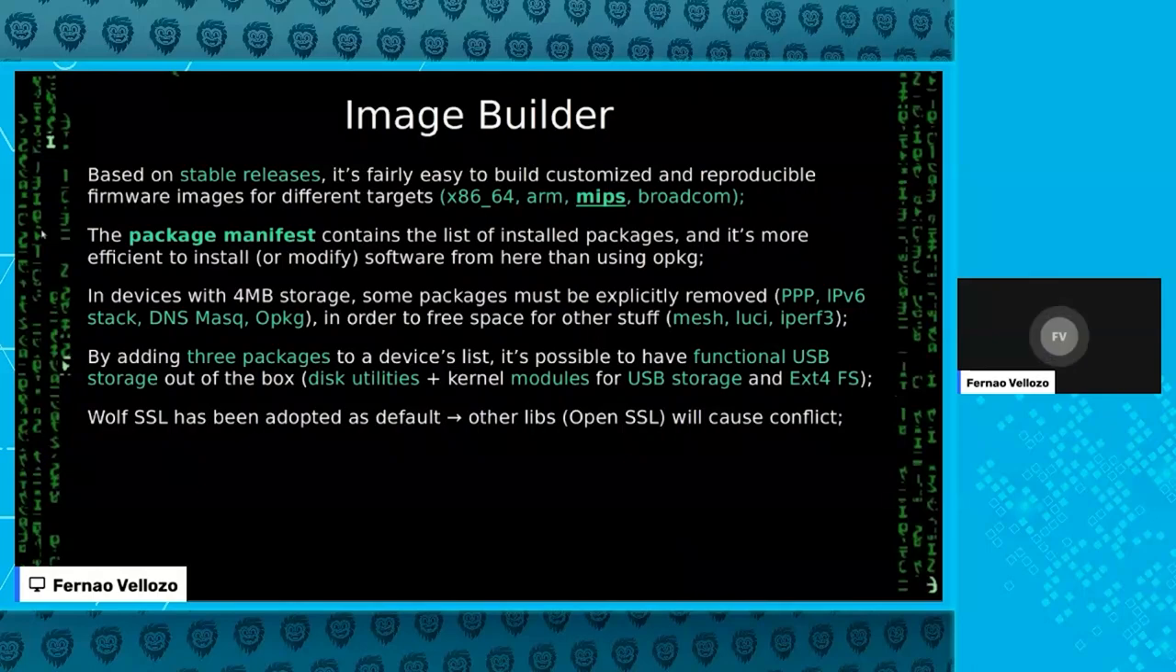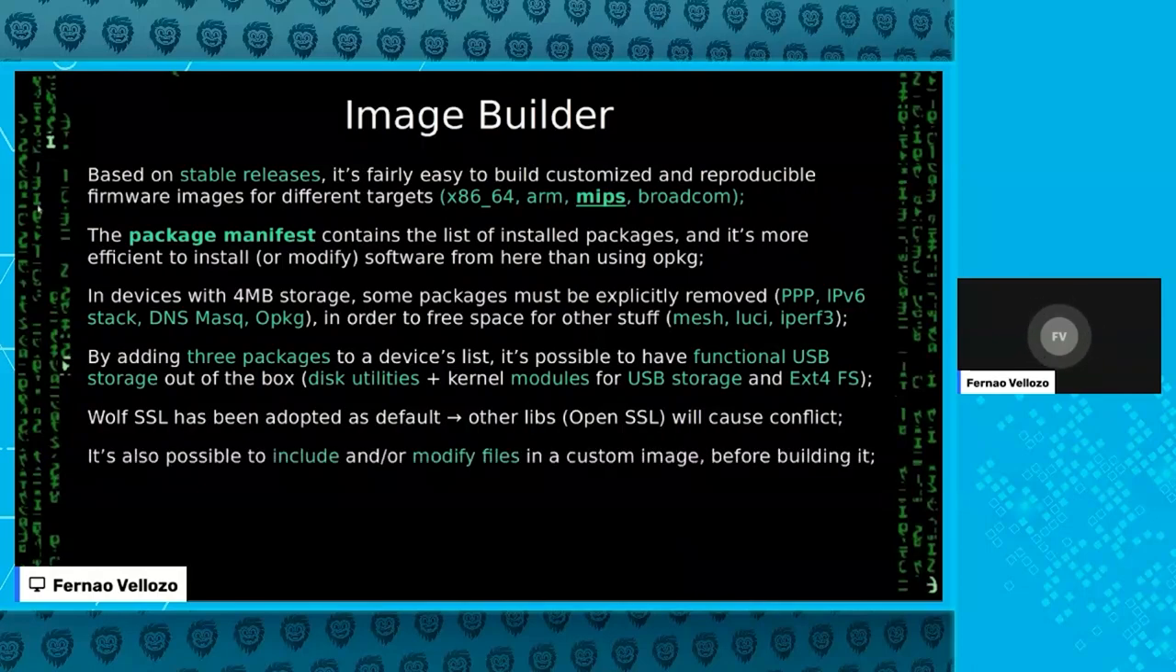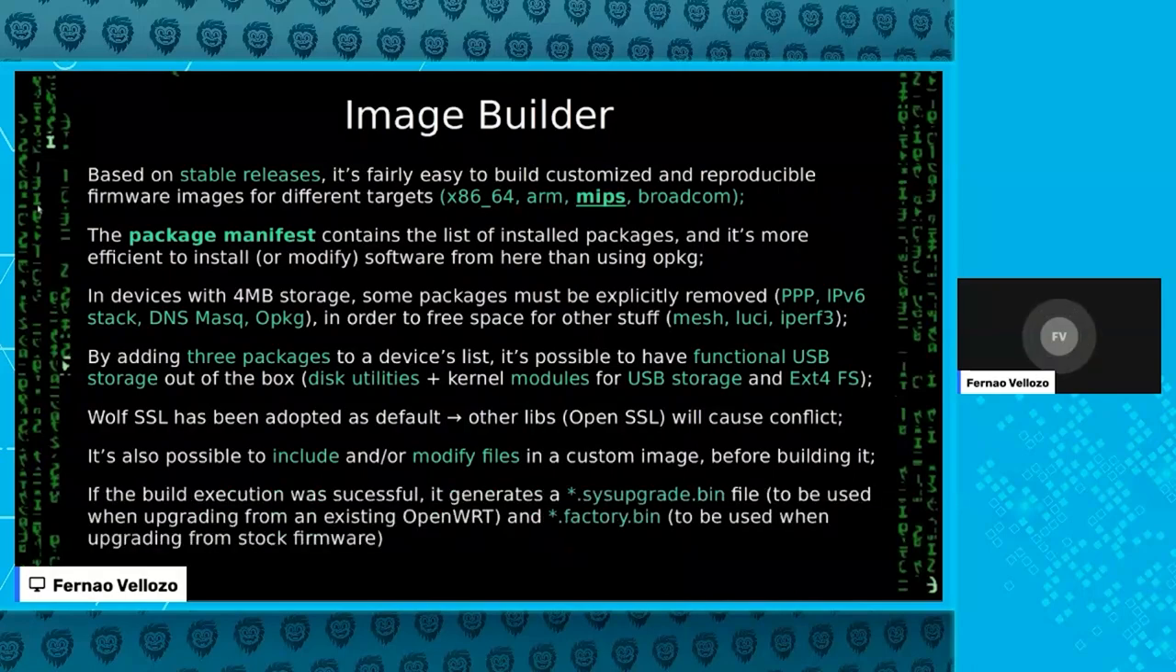So make sure that the libraries we use, such as the SSL libraries, are aligned, that we are using the same version, because OpenWRT uses WolfSSL as default. If you are using OpenVPN, that will provide a conflict because there is no version of OpenVPN that doesn't use OpenSSL. So there may be problems later on. And it's also possible to modify files in the image so you can make the image come ready to use with, for example, an arbitrary network segment instead of the defaults.